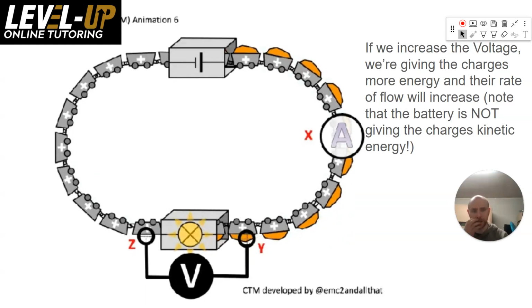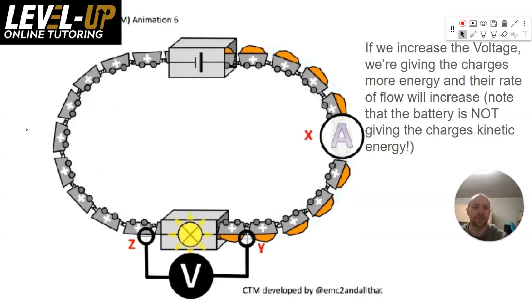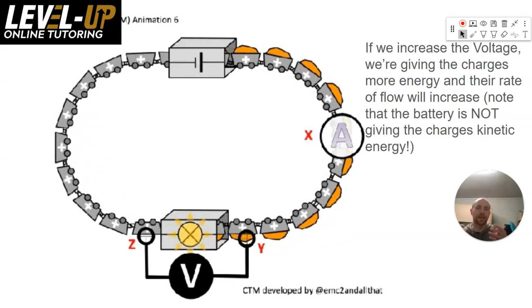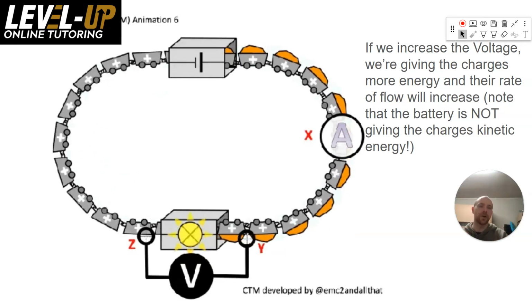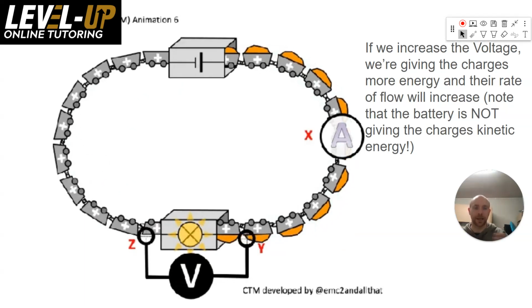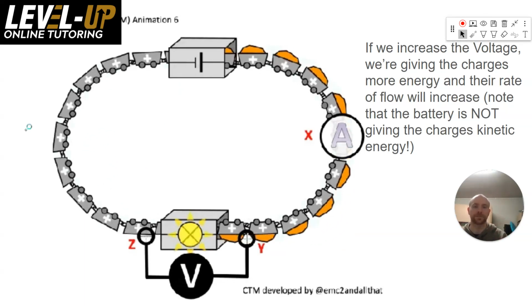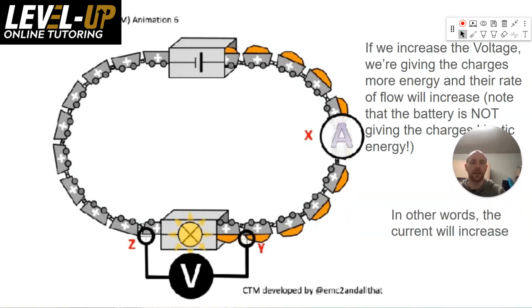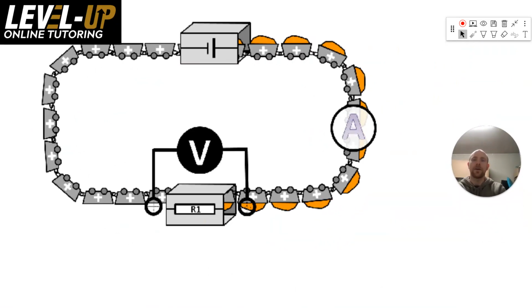Note, it's a small point, but it's important if you go on to A-level: the battery is not giving the charges kinetic energy. Even though they look like they're moving faster, it's the flow. It's a complicated point, but it's the flow that is increasing, not the fact that they are moving around faster. But the current will increase. The voltage increases, the current will increase.